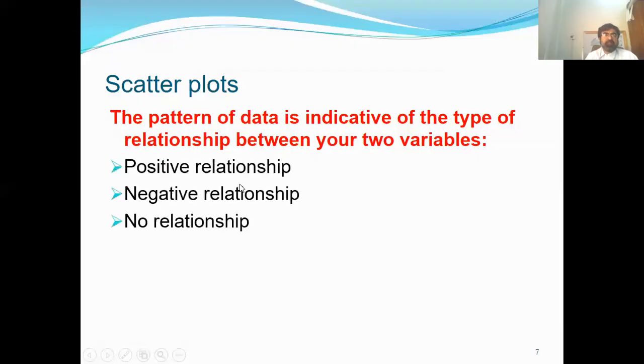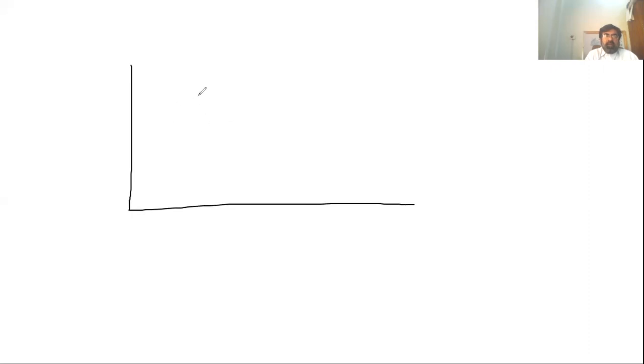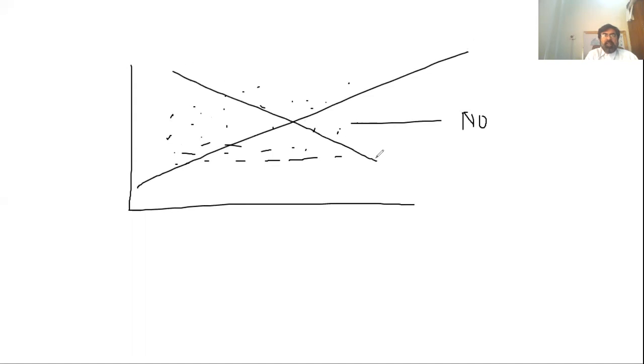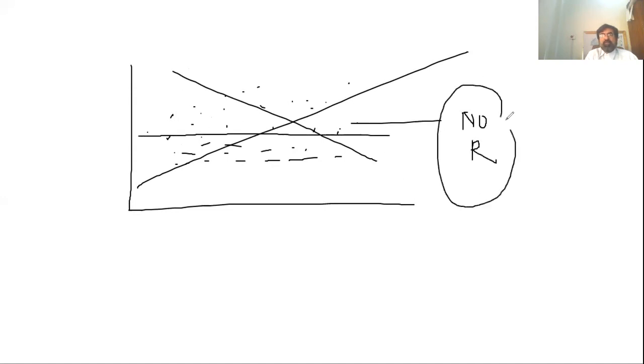Now let's move ahead. So the pattern of data is indicative of the type of relationship between two variables: a positive relationship, a negative relationship, and no relationship. If the dots that are plotted, the values that are plotted, show like this, it means there is no relationship. You cannot draw a line like this. You cannot draw a line like this. You can draw a line like this. So there is no relationship between these two quantitative variables, the independent and the dependent variable.